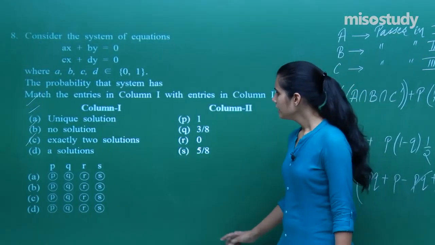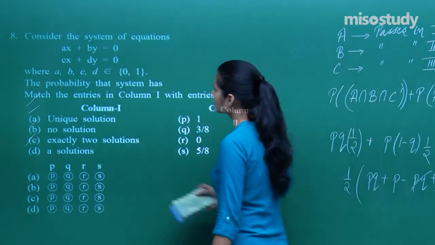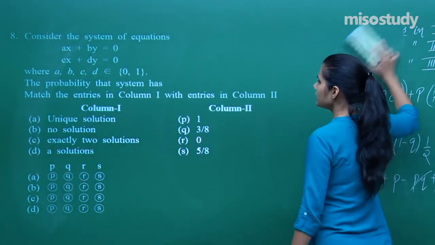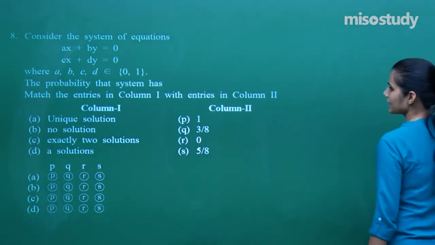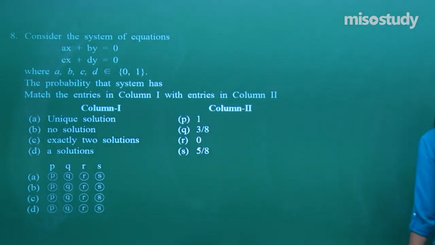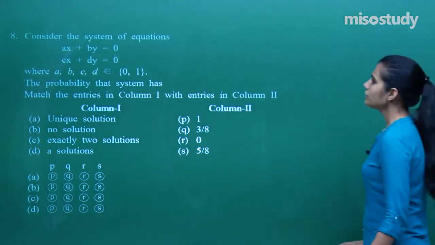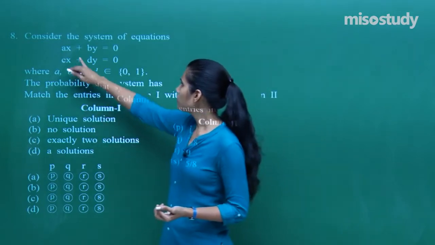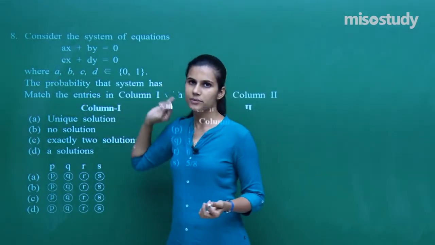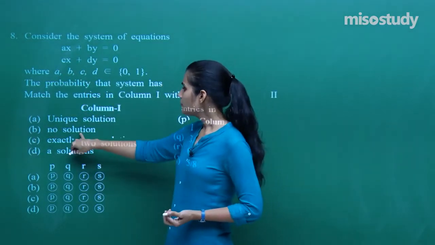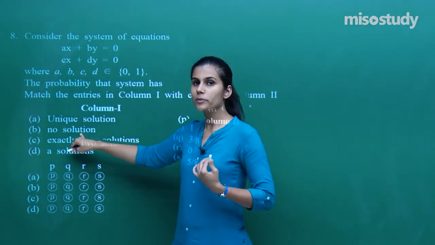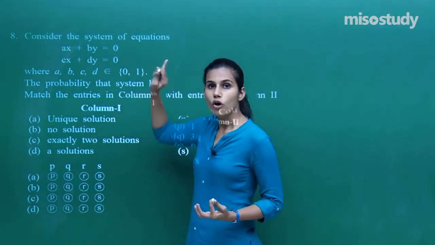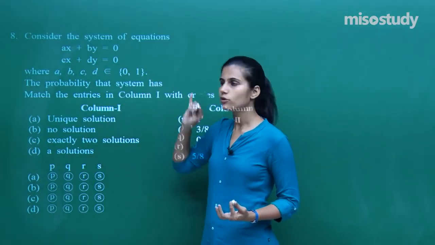Let's see. Consider the system of equations. This is a homogeneous system of equations in two variables. Probability that the system has unique solution, no solution, exactly two solutions and a solution. Now if your concepts are clear, you know that any homogeneous system of equations always has a trivial solution. If you put x equals 0, y equals 0, you get this system getting satisfied. So the very probability that it has no solution, this probability is 0. There are 0 chances that there is no solution, because of course there is always one solution present when x is 0 and y is 0.